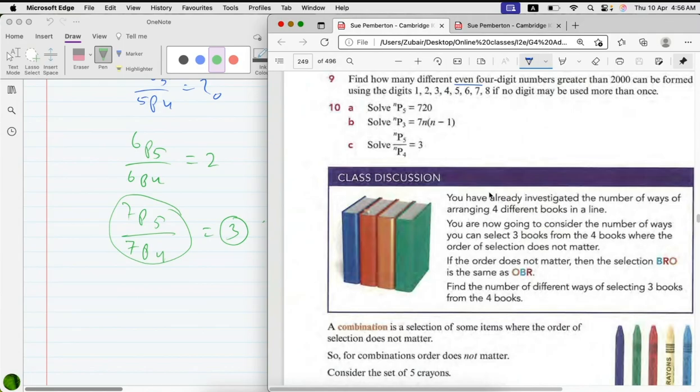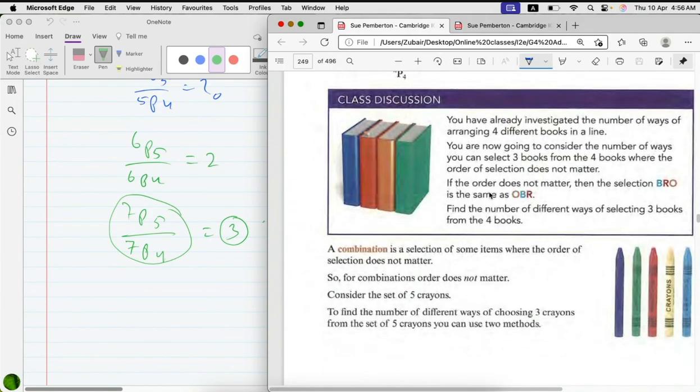So after permutation, we're moving on to combination and probably the last subtopic. You have already investigated the number of ways of arranging 4 different books in a line. So if the order matters, we will write 4P4 or 4 factorial, and we're going to get 24 as the answer. But if you are writing combination and you're saying that the order won't matter if the 4 books are next to each other, you'll get 1. Like this is blue, red, orange, green. In any order, you will say that all these 4 books are there, so the order won't matter. So that's only one choice.